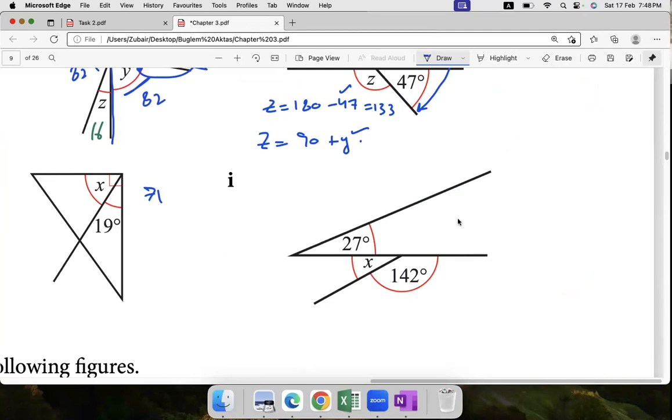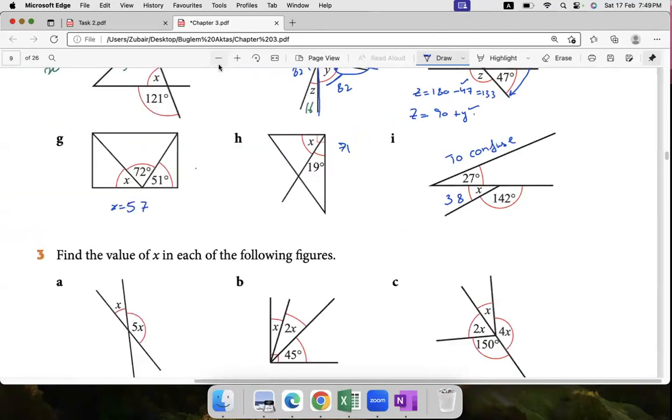38. What about this 27? What is this here for? No, that 27 plus 38. To confuse. Because these two lines, this and this, are not parallel. If they were parallel, these both angles would have been 38.